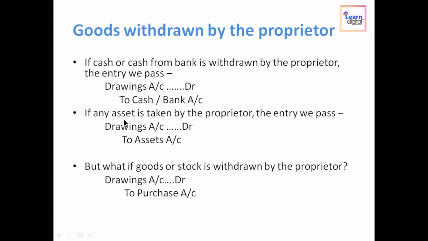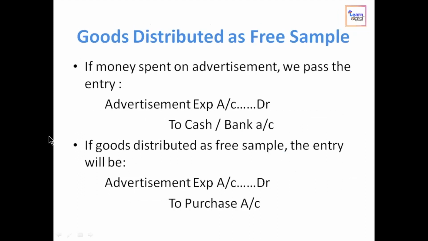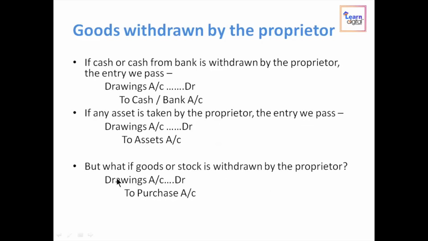When the proprietor takes out an asset for his personal use, the entry we pass will be drawing account debit to asset account, that asset that goes out. So these are the very general entries which we used to pass. But what if the goods or stock is withdrawn by the proprietor? Obviously, we will debit this drawing account.